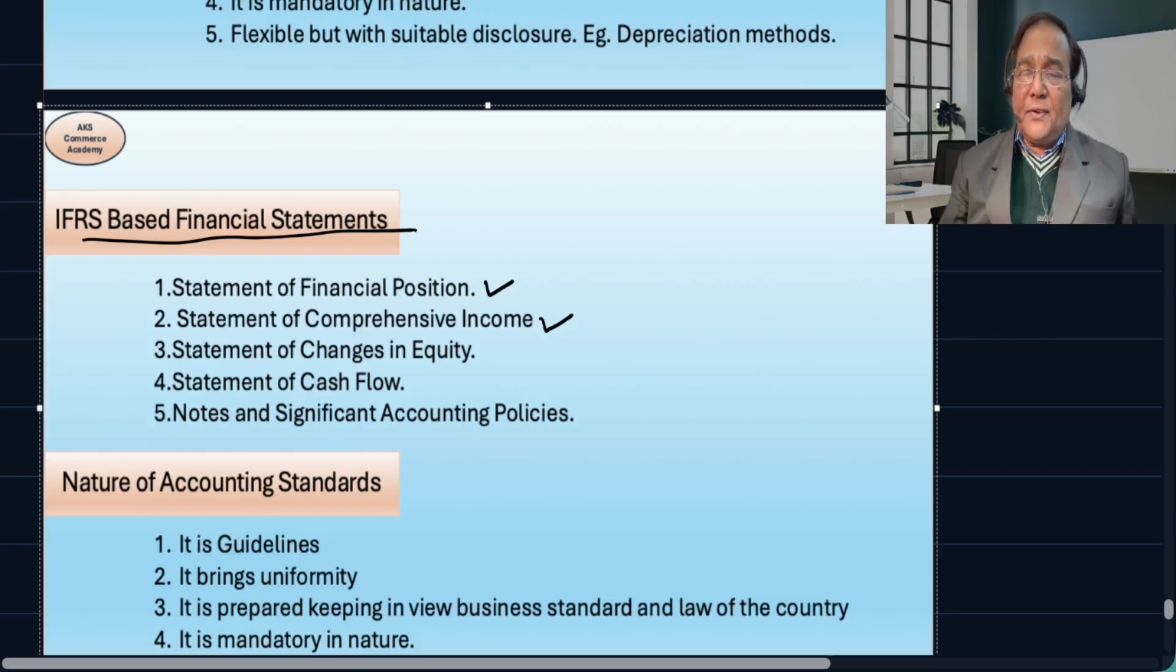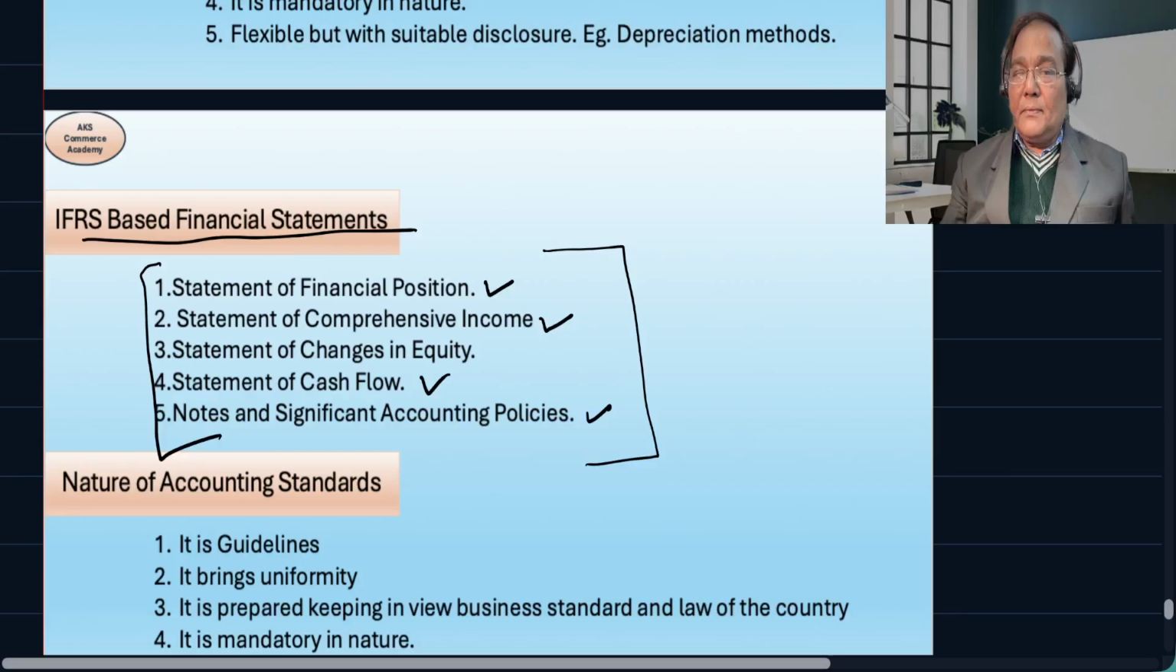Statement of changes in equity. Okay, cash flow. How is the cash health of the organization? Notes and significant accounting policies. So this much of detail is submitted for any particular company as per standards set by IFRS. And if such a detailed statement is presented and it gets certified, obviously the report will be more reliable, authentic, acceptable, understandable.